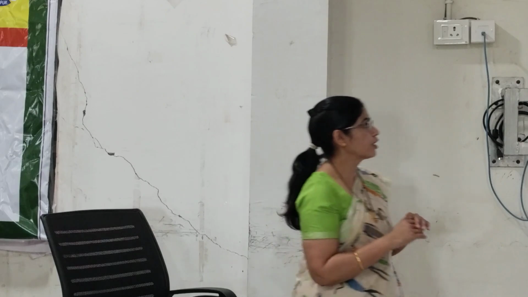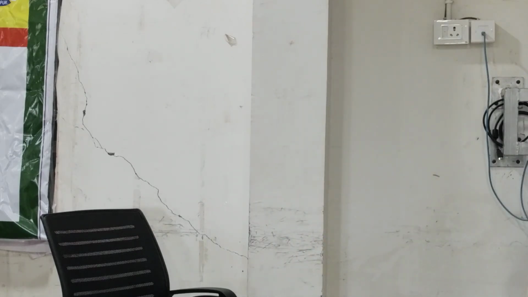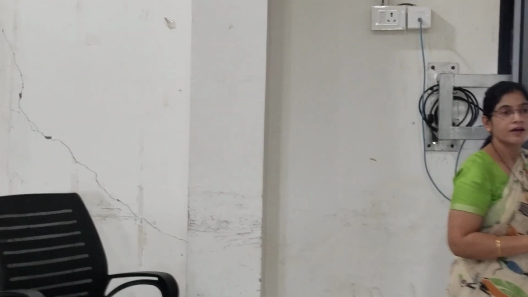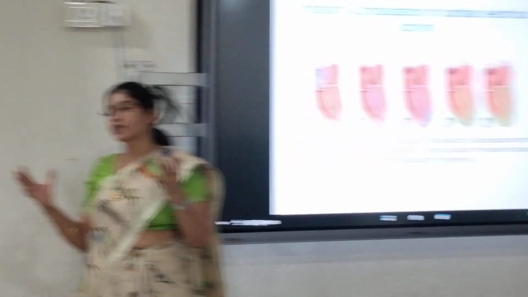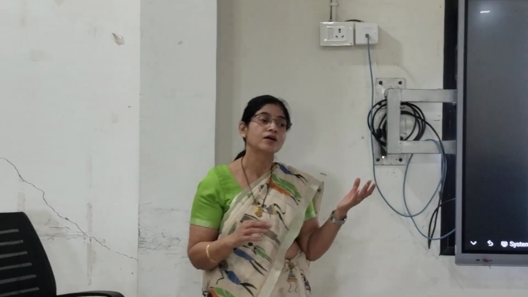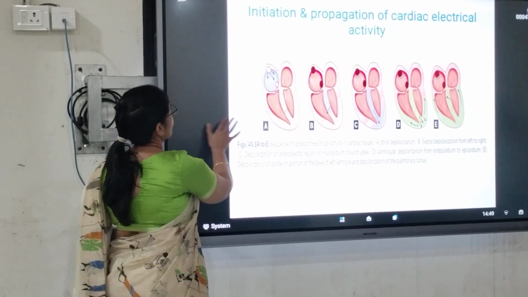So the depolarization is like this, and the repolarization is opposite. So the depolarizing wave is coming from here to here, and that's why the ventricles get more time to contract and to pump the blood to the systemic circulation.